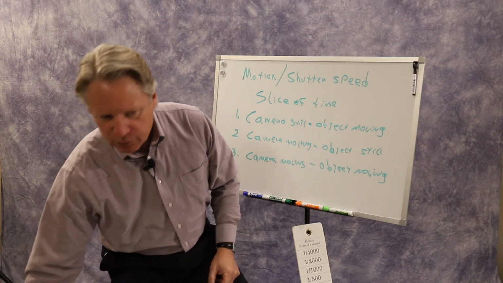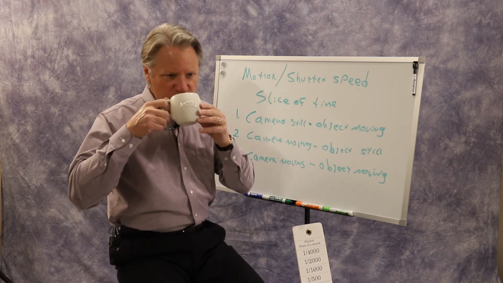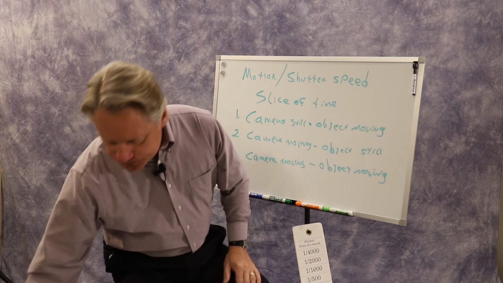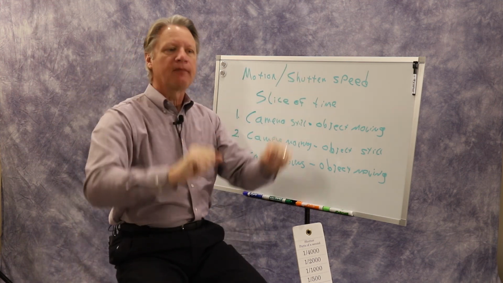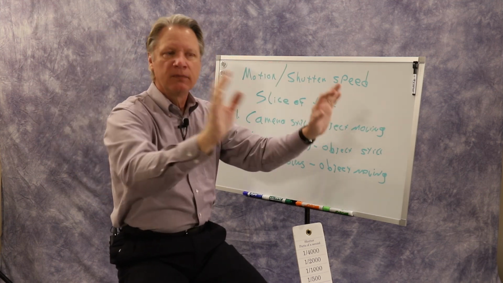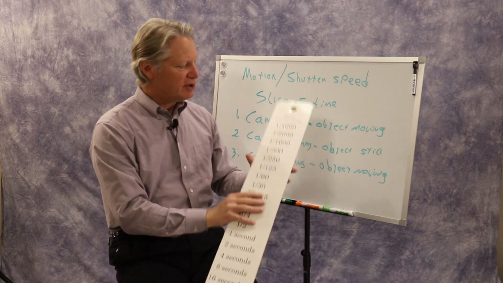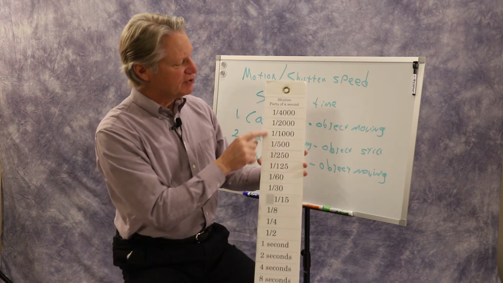So movement, with the idea of using a shutter speed and either freezing something or letting it blur with a longer shutter speed. So you want to freeze the action: 500, 1,000, 2,000.